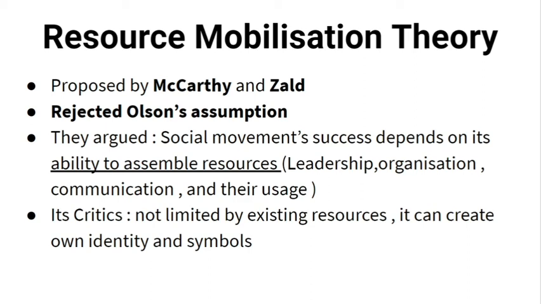The critics of this theory say that it is not always dependent on the assembly of resources, but it is also based on the creation of new identities and symbols. There are people who not only want to be satisfied with things, but want themselves to be different from others, with different identities, like the people demanding Khalistan. This is the perfect example of the critics of this theory.